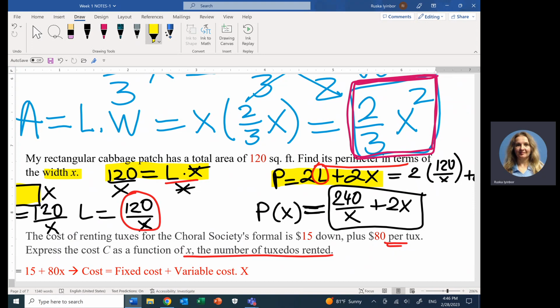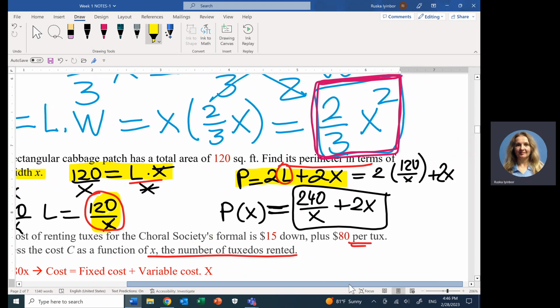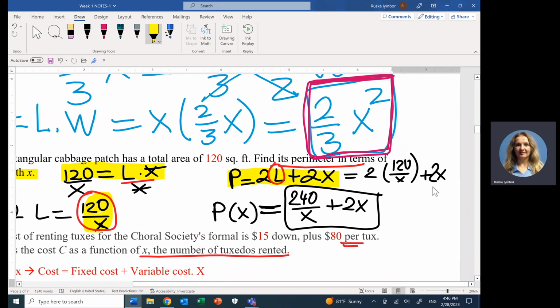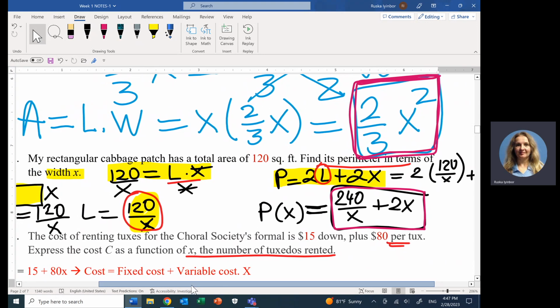And then you just replace the length with 120 over x. So I have 2 times 120 over x plus 2x. 2 times 120 gives me 240 over x plus 2x. And this is the final answer. So this is the formula for the perimeter expressed in terms of x if the area is 120 square feet. Okay, so that's how you do this question. This is an application. All the word problems, they call applications.